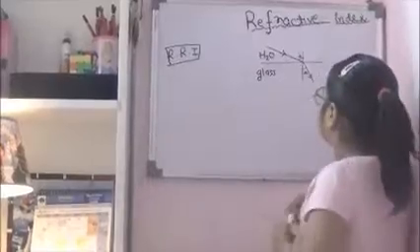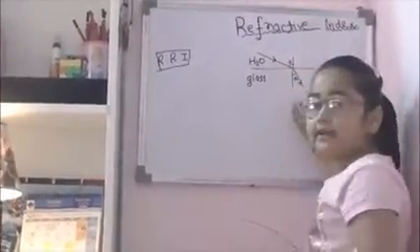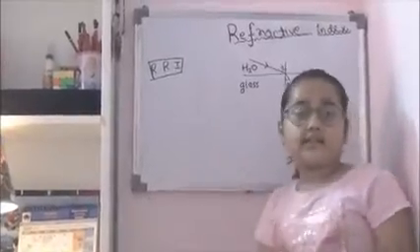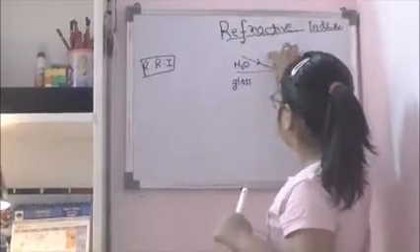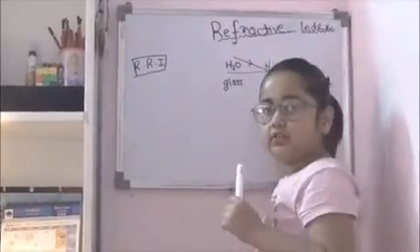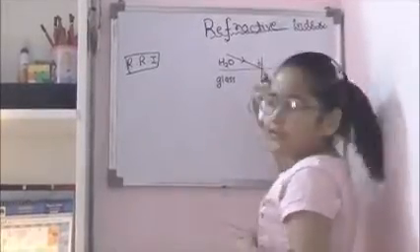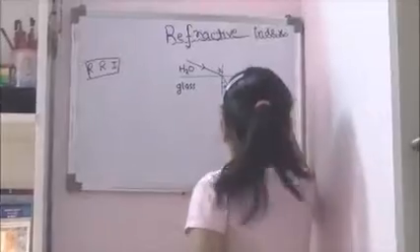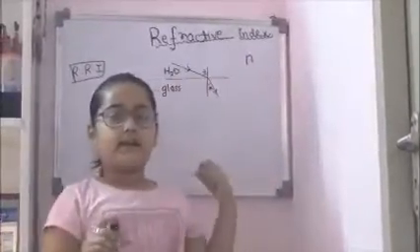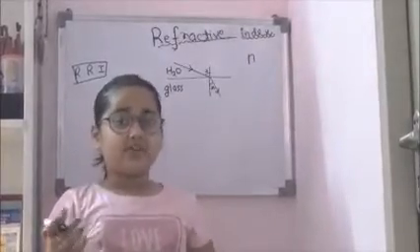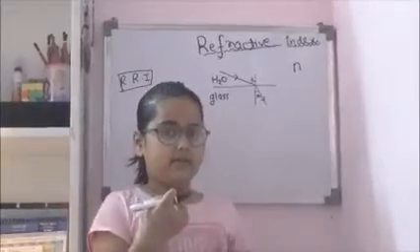Now this is the interface of two media. This is the incident ray, so this would be the refracted ray because glass is a denser medium than water. So this is the angle of incidence and this is the angle of refraction. Now this can be represented as follows. Refractive index is represented by the letter n. In some books it is represented by the letter μ, but in NCERT it is represented by the letter n.